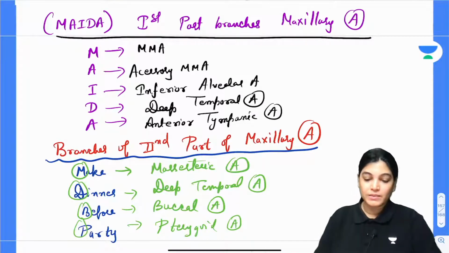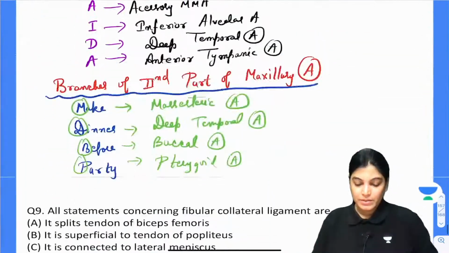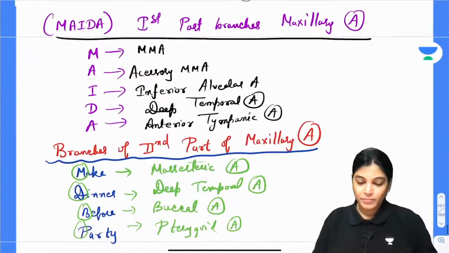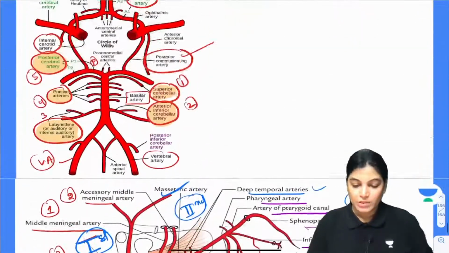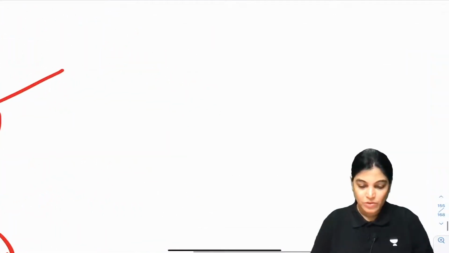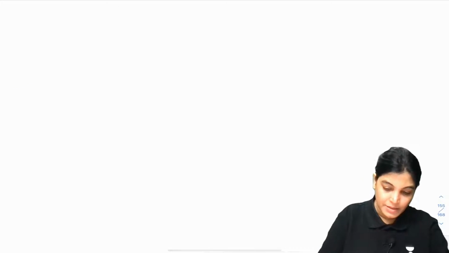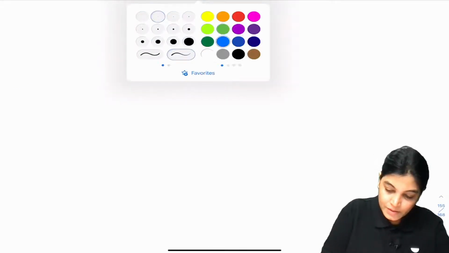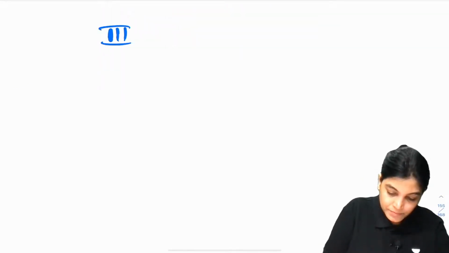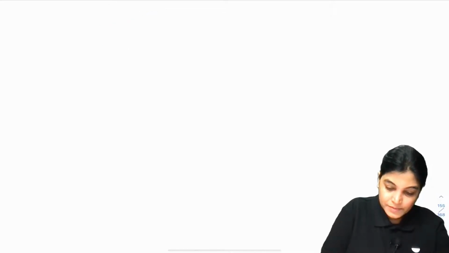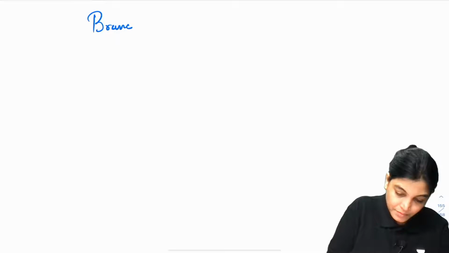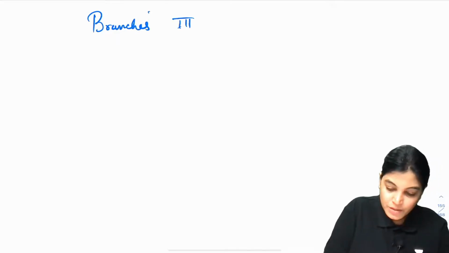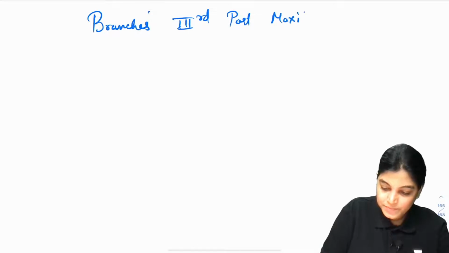What is left is the third part. So we are done with the branches of the first and second part, and let's move on to the third part. I am just enlarging this and I will write here branches from the third part of maxillary artery.